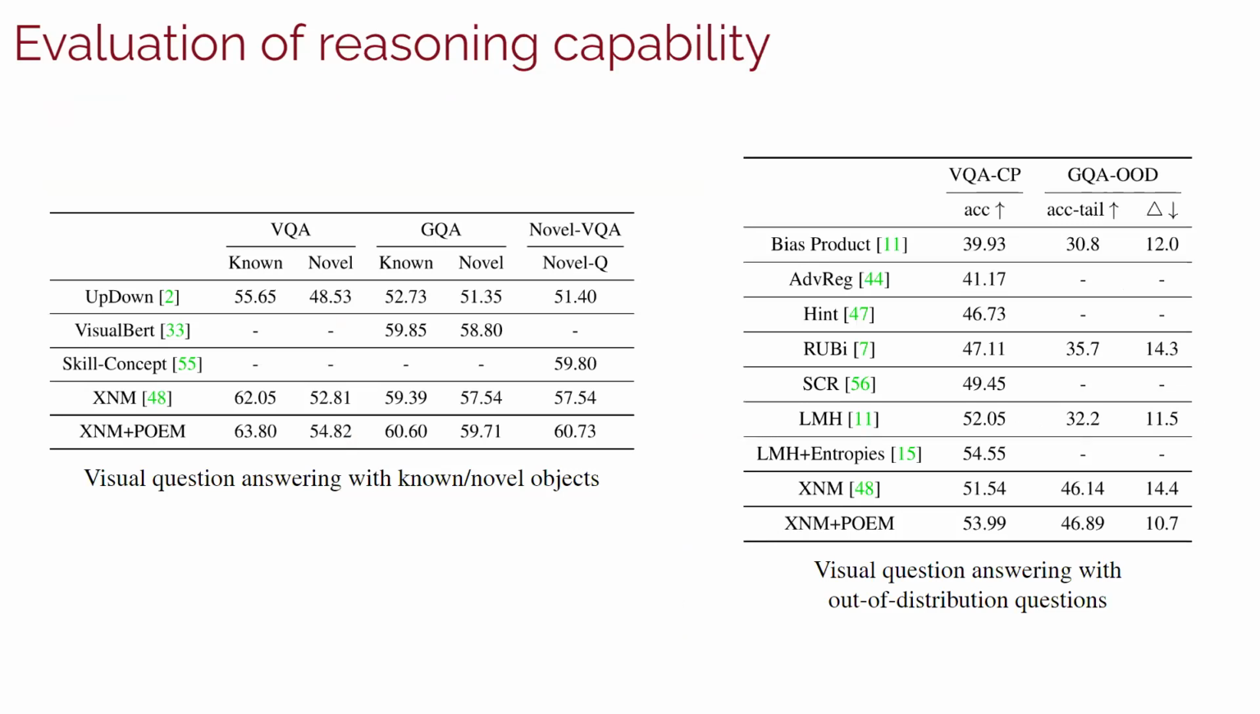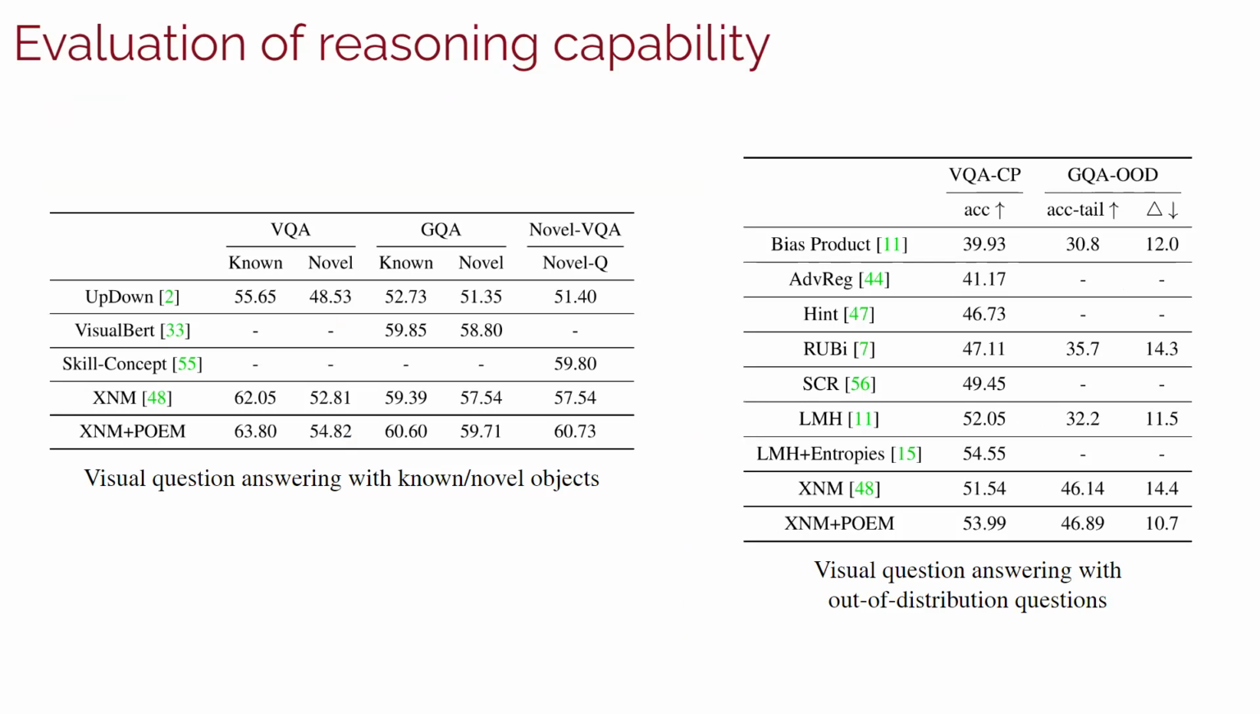For a comprehensive evaluation of the reasoning capability of our method, we consider two different settings. For the first setting, we consider visual question answering with known or novel objects, where the novel objects do not appear in either the images or the questions within the training data. The result shows that our approach is more advantageous compared to the state-of-the-art, especially on questions with novel objects.